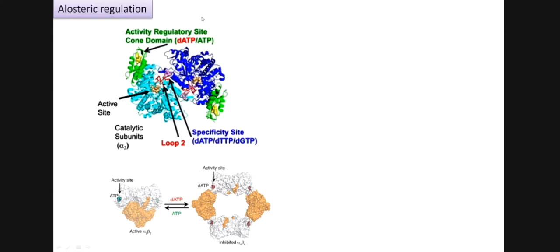Most enzymes have one substrate, but this enzyme has 4 substrates. All 4 of the ribonucleotides are reduced using this one enzyme. To maintain the right ratio of ribonucleotides and deoxyribonucleotides, this enzyme is subject to allosteric regulation. Besides the active site, there is an activity regulatory site known as the cone domain, where dATP or ATP can bind.